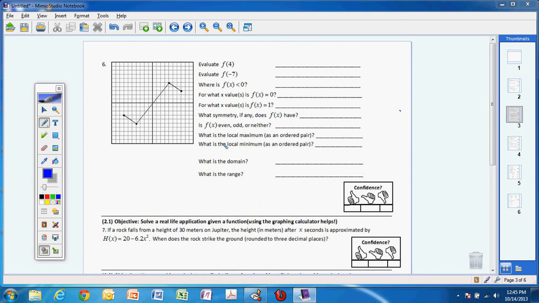Welcome to Review Worksheet 2, page 2. So continuing on, now we're on number 6. The first thing it wants us to be able to do is to evaluate the function when x is 4.